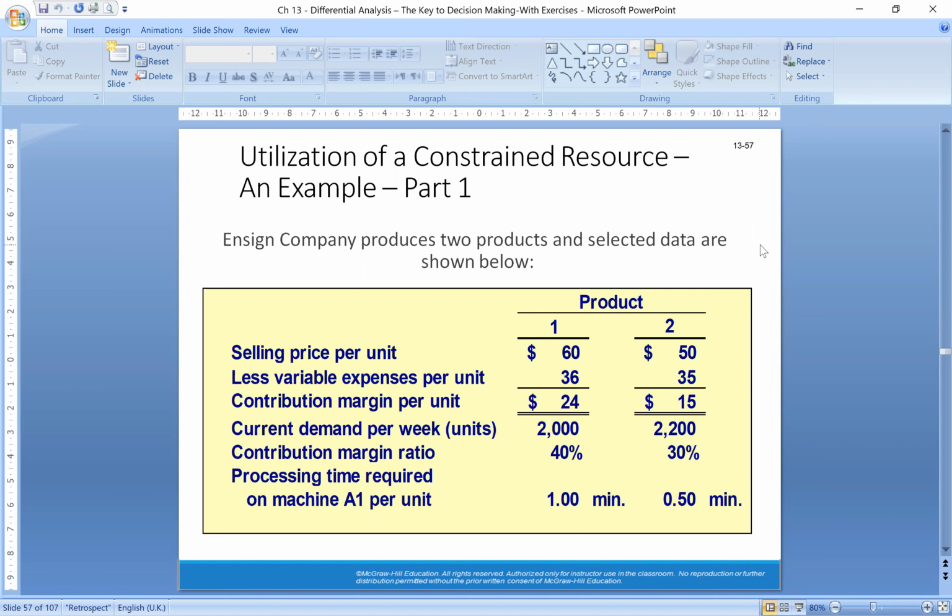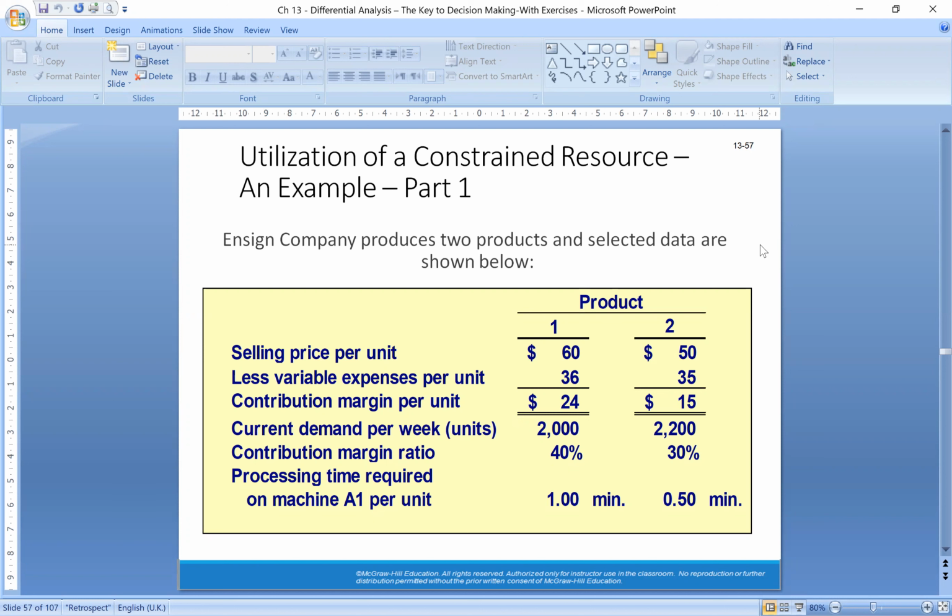Our Ensign company produces 2 products, as shown below. Product 1 and product 2: selling price for 1 is 60, for 2 is 50. Variable expenses are 36 and 35 respectively. Contribution margin is 24 and 15 respectively. Current demand per week is 2,000 and 2,200. Contribution margin ratio is 40% and 30%.